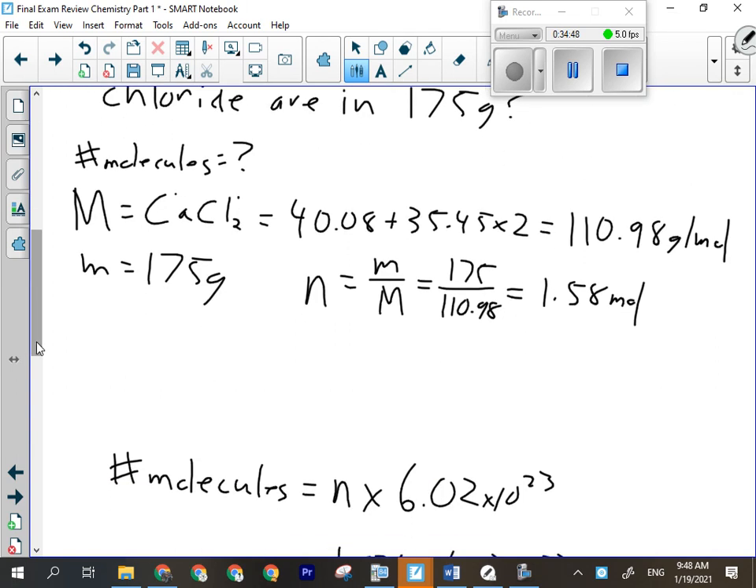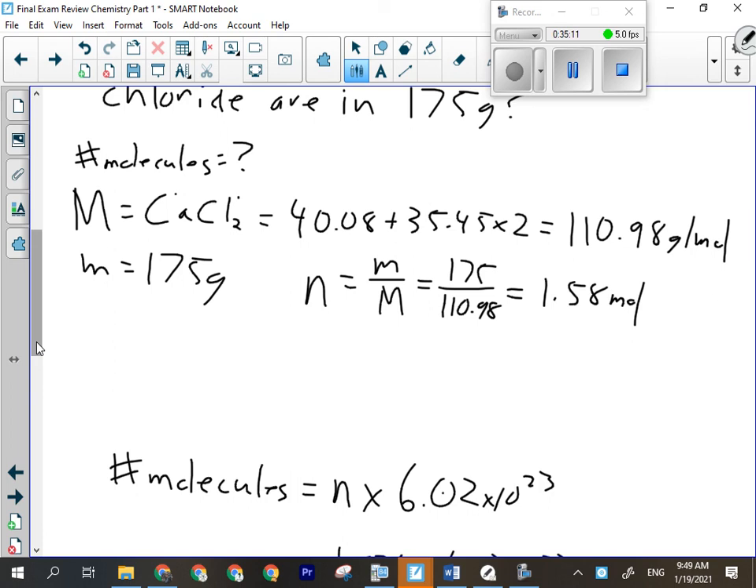All right, so now I've got that. How am I going to get the number of molecules? I'm going to take the number of moles and multiply it by Avogadro's number, because what does Avogadro's number represent? Right, the amount of particles, in this case molecules, in 1 mole. So if I take the number in 1 mole and multiply it by the number of moles, I will get the number of molecules. Everybody follow me there?